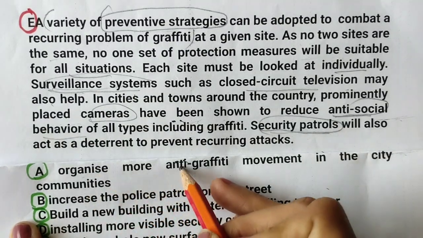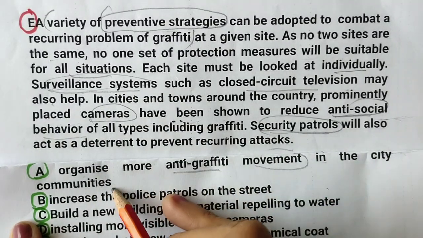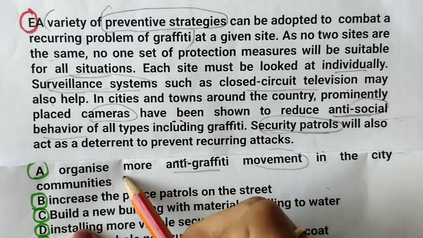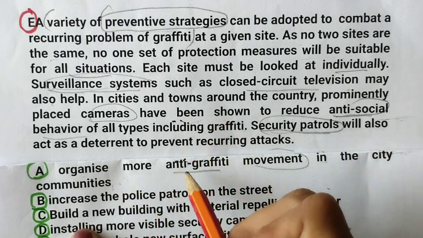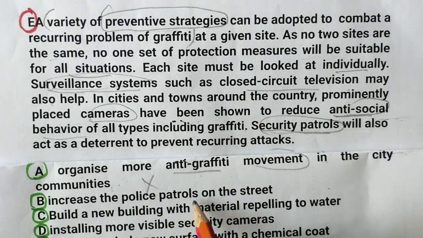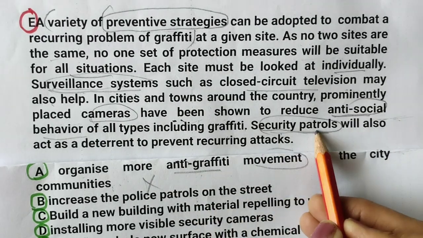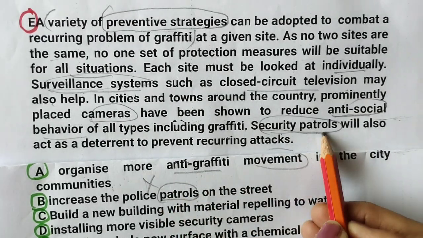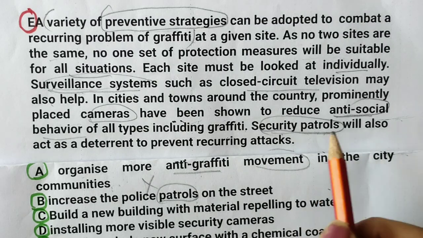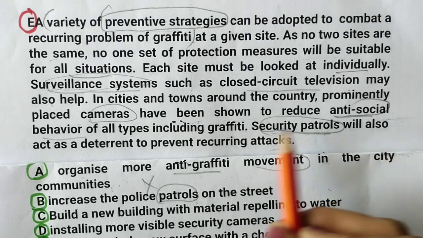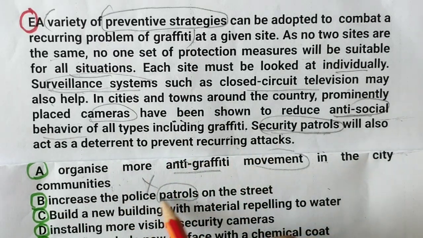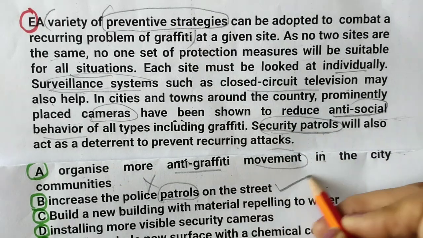Let's read. Organize more anti-graffiti movement in the city communities. So this is not explained like that. This sentence structure, this idea is not there in this paragraph. So I will cut it. Increase the police patrol on the street. Security patrols. See this, patrol word is there. Vehicle patrol is not there, this is patrols. Police patrolling will also act as a deterrent to prevent recurring attacks. Increase the police patrol. So this we can select.